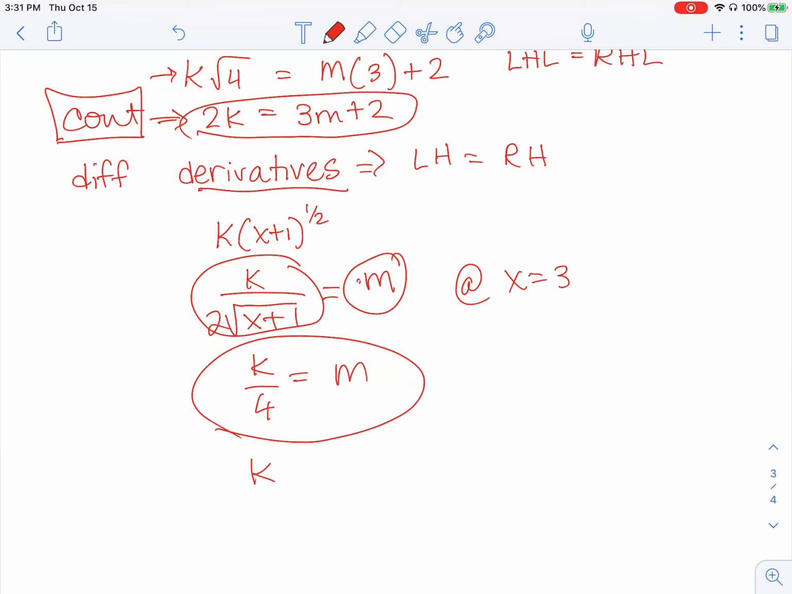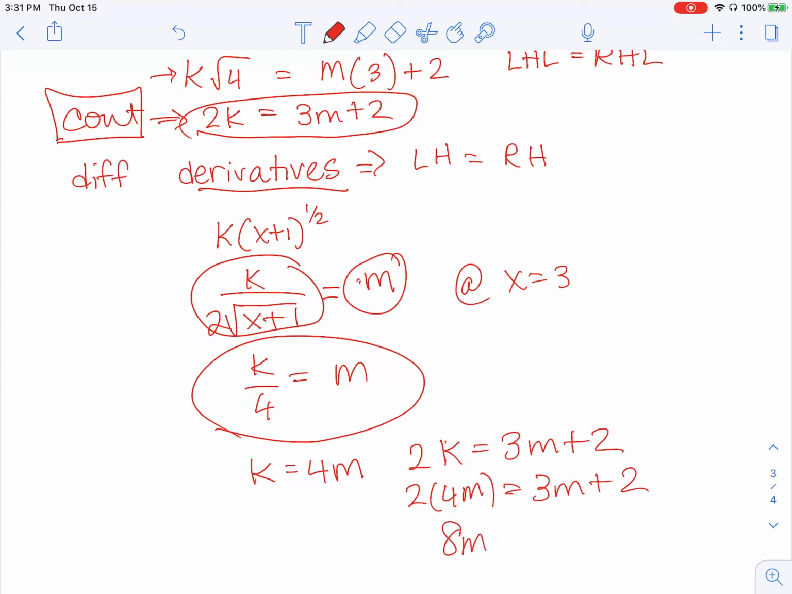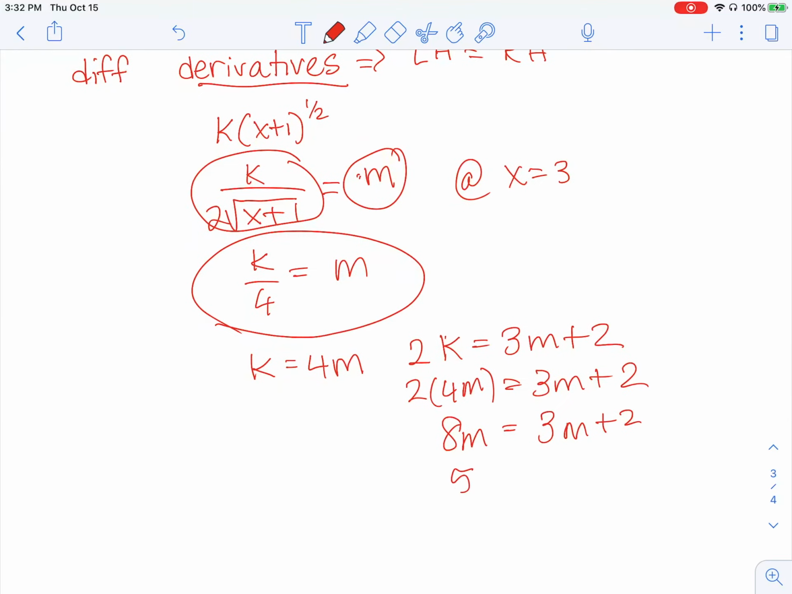So I can write down that k is equal to 4m, and then 2k equals 3m plus 2, so 2 times 4m is equal to 3m plus 2. I should have seen something to this effect. 8m equals 3m plus 2. So I end up with 5m equals 2, so m equals 2/5. And if m equals 2/5, then k is going to be 8/5.